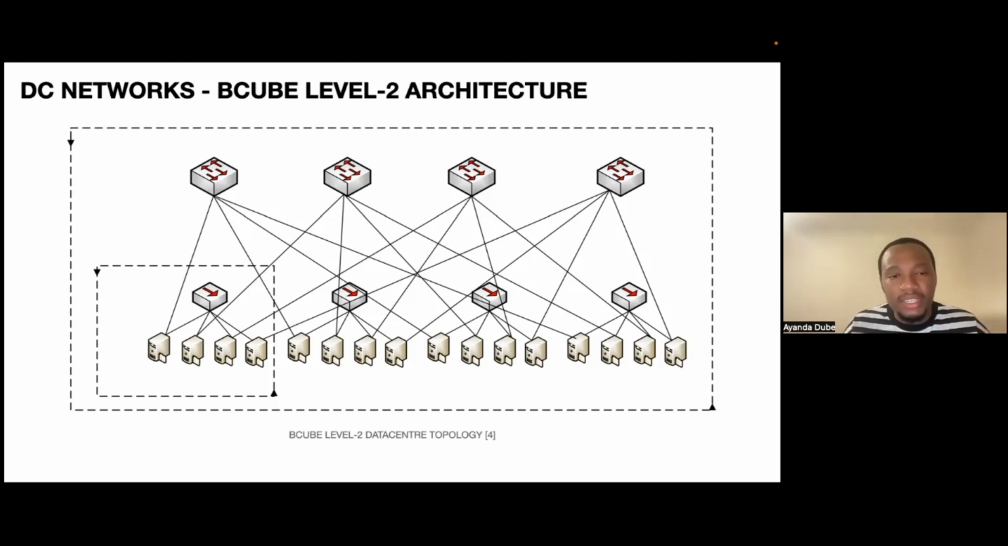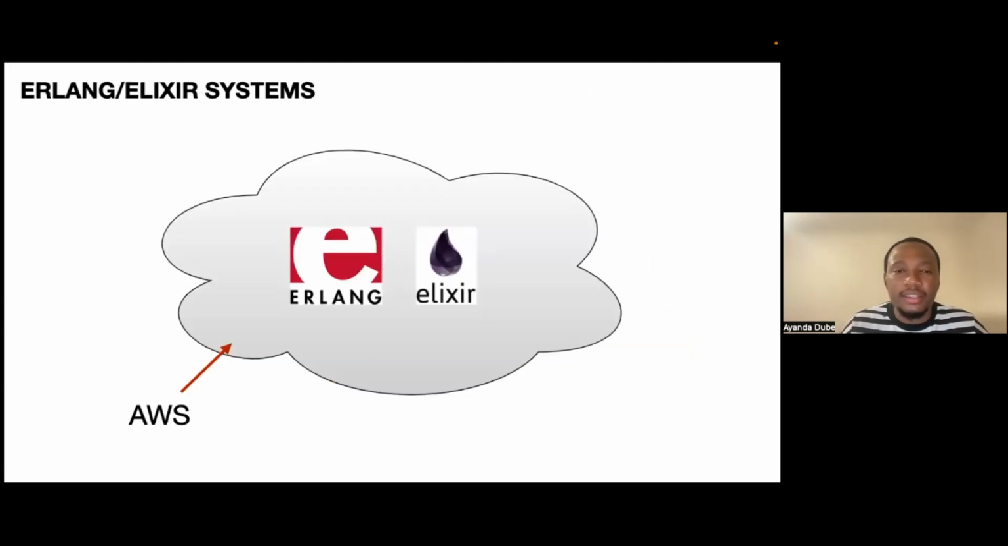If you look into data center networks, look at what AWS is running. If you go into their data centers, you'll find some architectures which are similar to this. Of course, we want to focus our attention on running Erlang and Elixir applications and making the most of what's already provided by these cloud providers. So we'll be looking at AWS.